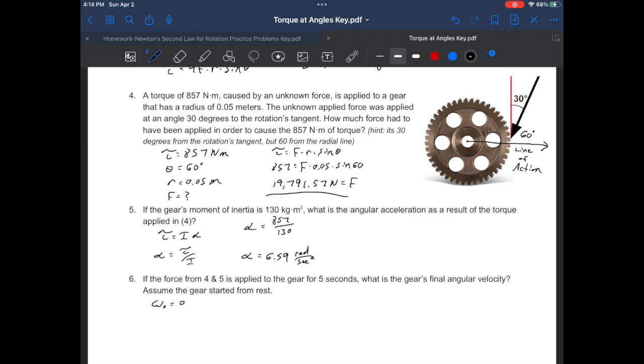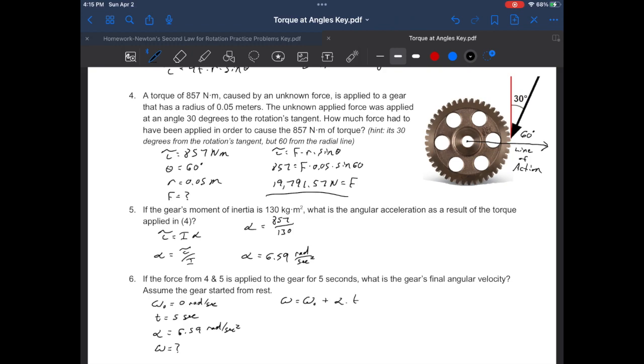If the force from 4 and 5 is applied to the gear for 5 seconds, what is the gear's final angular velocity? Well, here we have to understand that the gear wasn't moving first. It's kind of an assumption, but we need that assumption in order to answer this question. Omega naught, the initial angular velocity, is 0 radians per second. The time they've given us is 5 seconds. We calculated the angular acceleration, alpha, as 6.59 radians per second squared. We're looking for the final angular velocity.